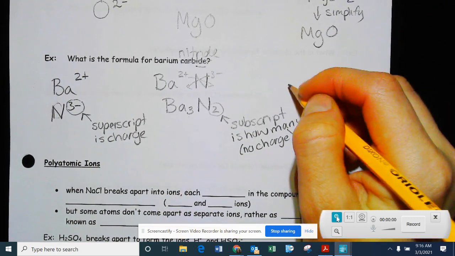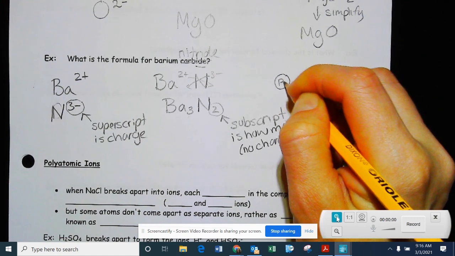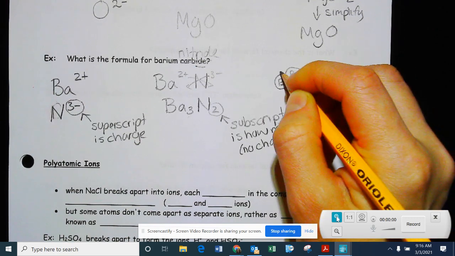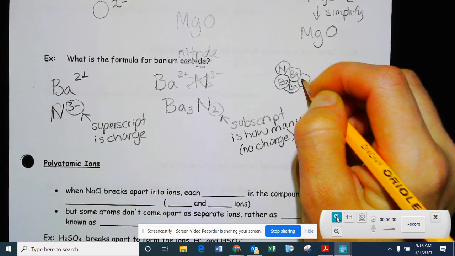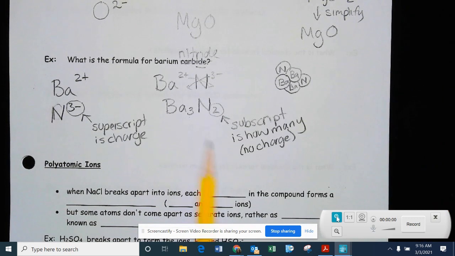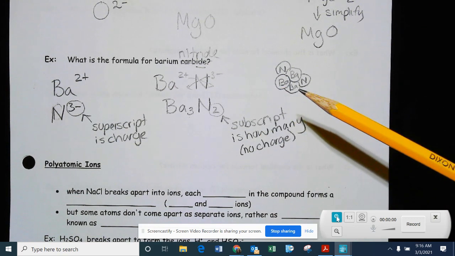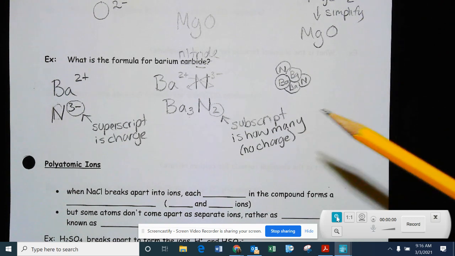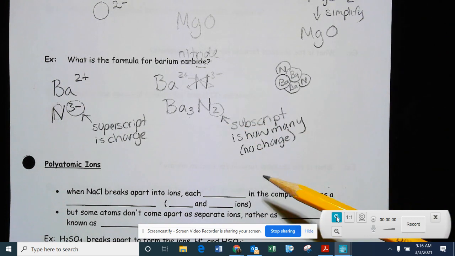So this compound, if I were to draw it out, would be 3 bariums attached to 2 nitrogens. That's what that's telling us, what this compound actually looks like. There's 3 bariums and 2 nitrogens in that actual chemical. Does all of this make sense? Does anybody have questions or need clarification around the crisscrossing, what those numbers mean, or how to find the charges?